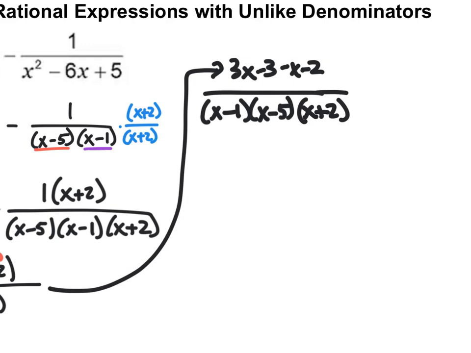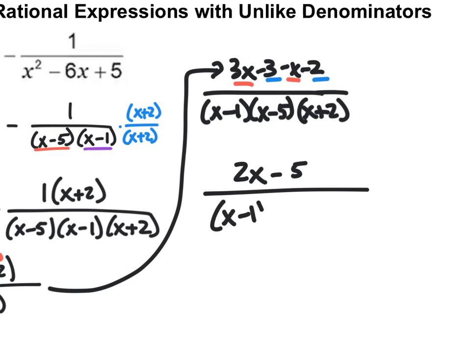And so from there, what I have is 3x. I'm going to combine my like terms in my numerator. I've got 3x minus an x, and I've got negative 3 minus 2. So 3x minus an x is just going to give me 2x, and then negative 3 minus 2 is minus 5, and this is all over x minus 1 times x minus 5 times x plus 2.